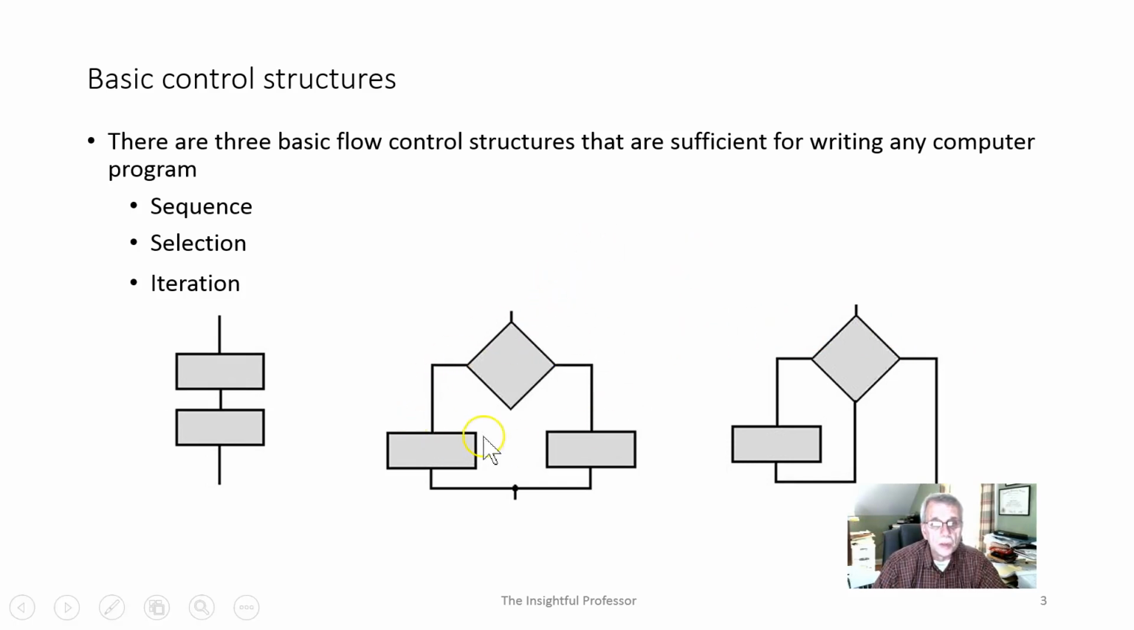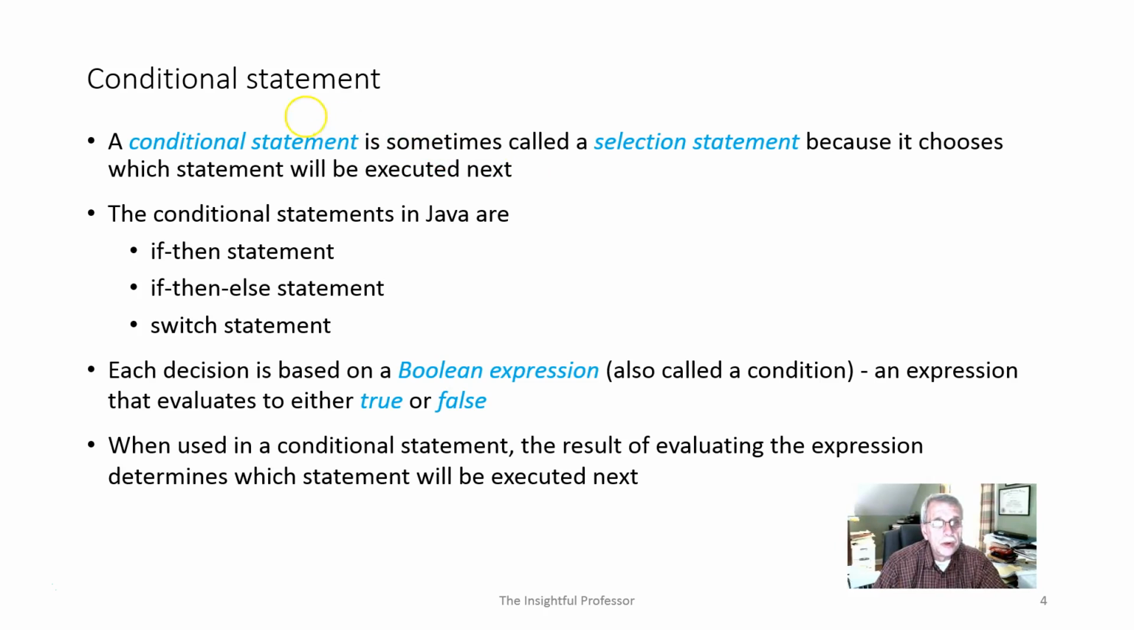But our emphasis in this particular video is going to be transitioning from a simple sequence to this notion of a selection. So what we'll do is we will write conditional statements. Conditional statements are also sometimes called selection statements because they're selecting a particular path of execution. The conditional statements available in Java are the if statement, where we have if then, an alternative form or expanded form of the if statement called if then else, and then finally a switch statement.